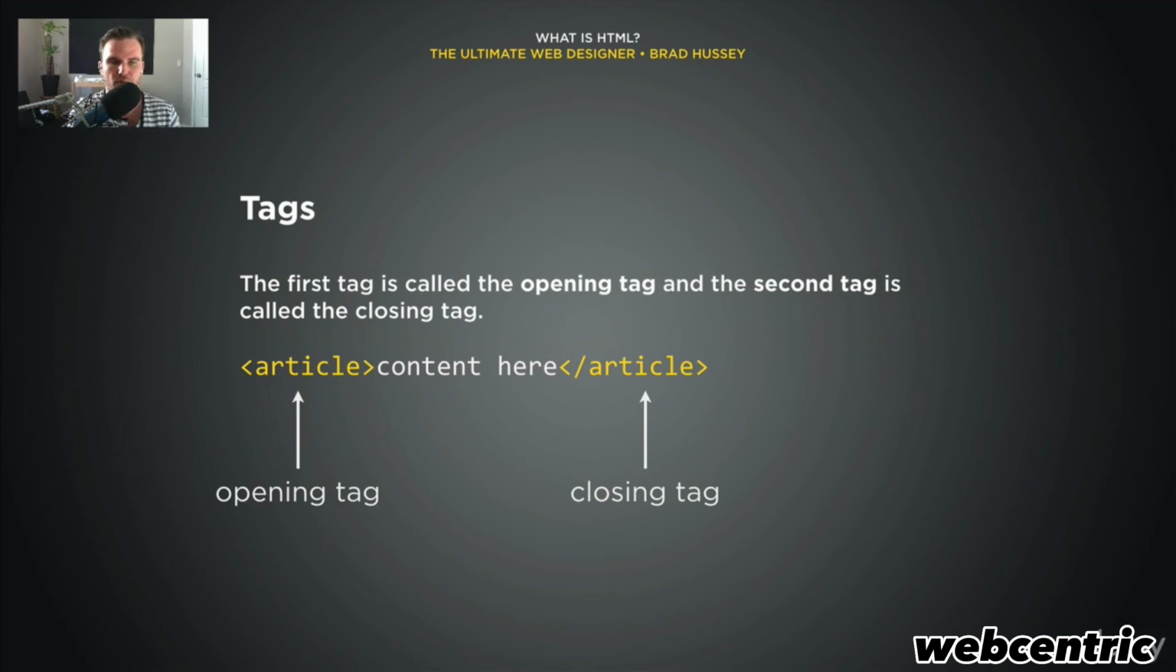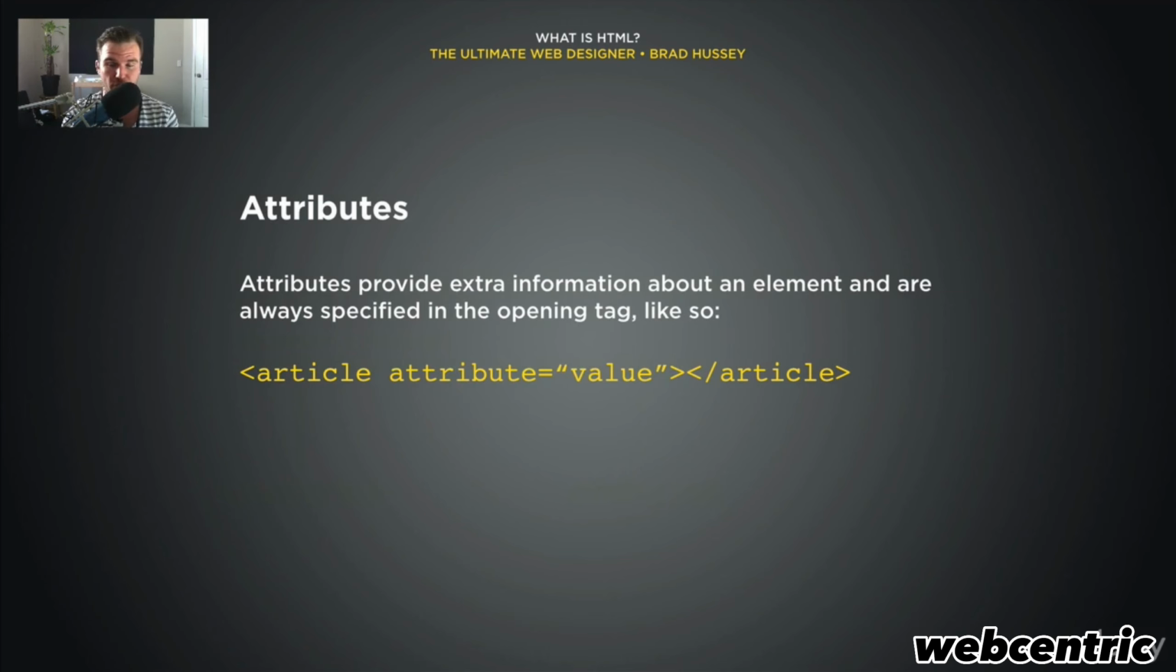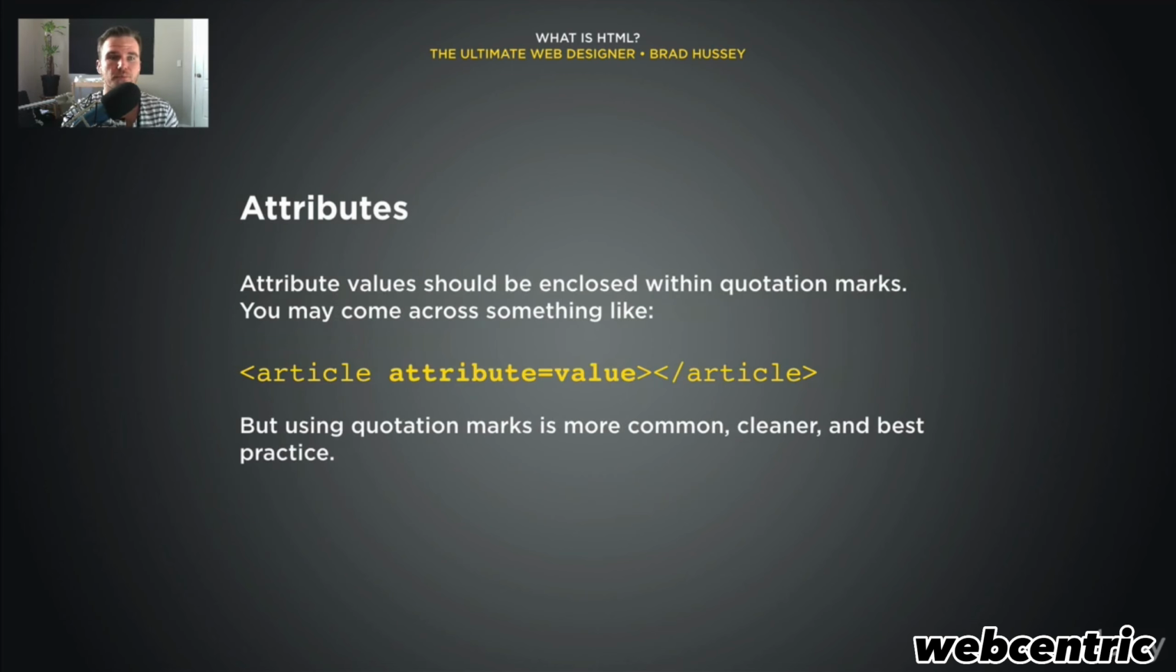So in this example, we have the opening article tag, the closing article tag, and the content sits between the two. Attributes provide extra information about an element and are always specified in the opening tag like so. We have our article tag, and there's an attribute with a value. And we'll get further into what attributes and values are later, so don't let it confuse you too much right now. It's actually quite simple.